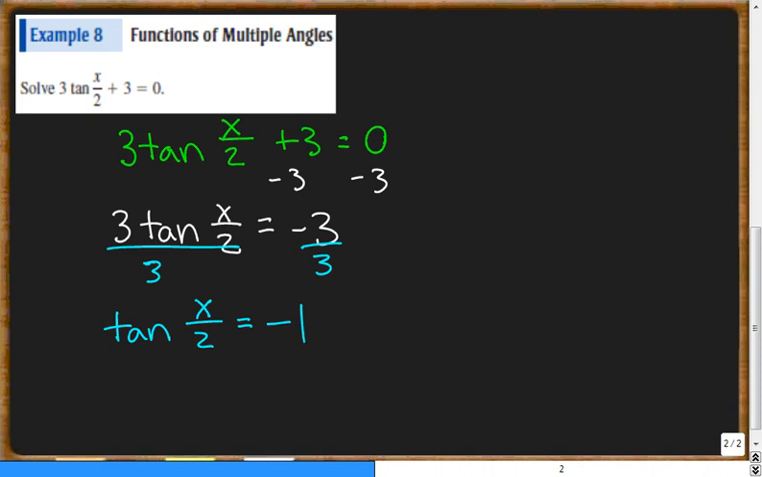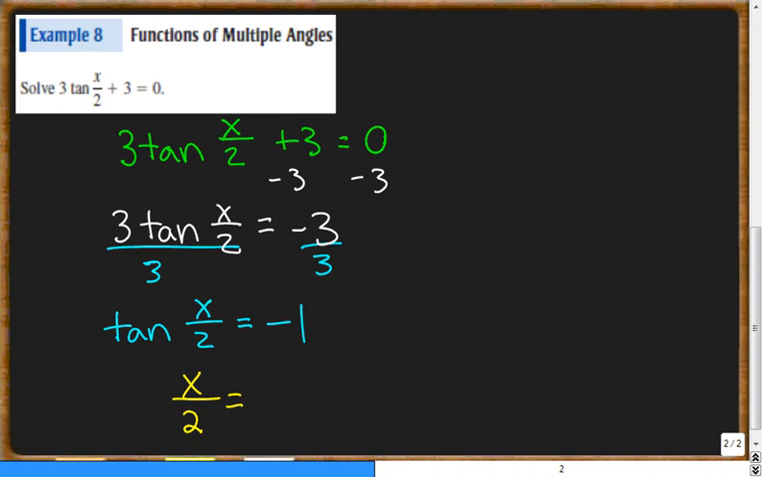So at this point, we need to free up our x over 2, so we need to find where on the circle our tangent is going to be negative 1. So remember, tangent has a period of pi, and so we're not going to have multiple answers here. We can just pick one answer, and then we add pi k to it. Simple as that.